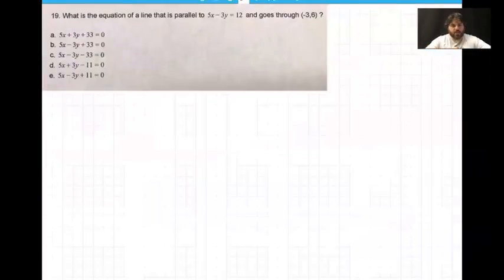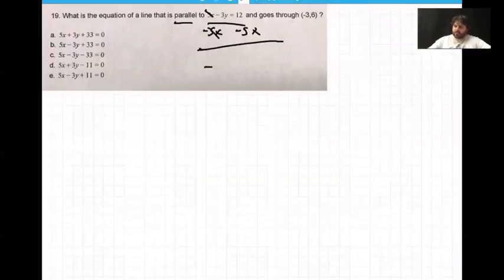All right, what is the equation of a line parallel to 5x minus 3y equals 12 and goes through (-3, 6)? All right, parallel, that means I have to know the slope of this line, and that is not anything I can do right immediately. I need to solve for y. So I'm going to subtract 5x from both sides of that equation. That's going to cancel the 5x there and leave me with negative 3y equals 12 minus 5x. Then I divide out the negative 3.